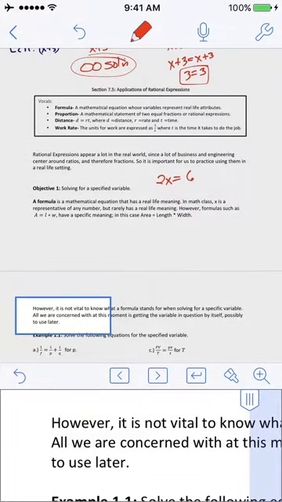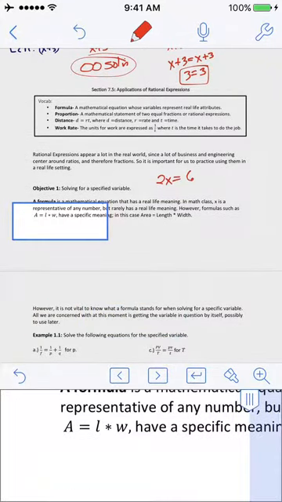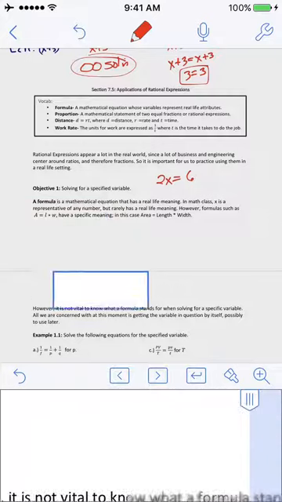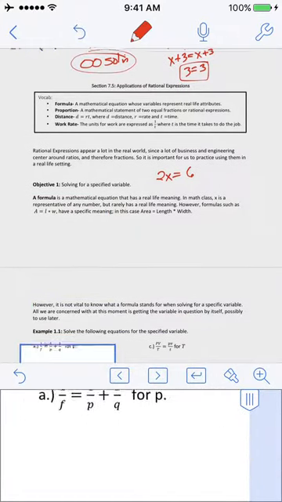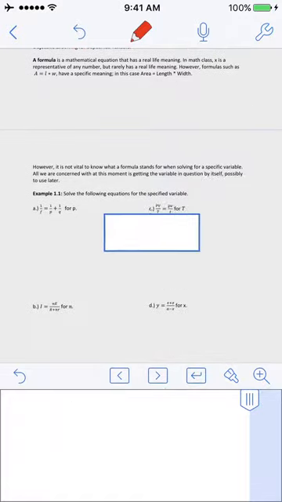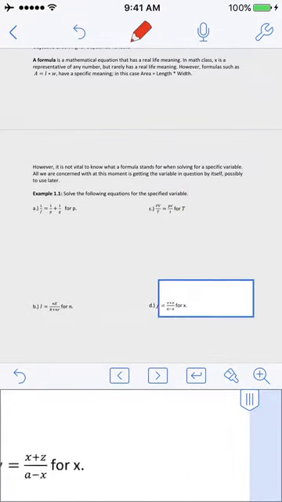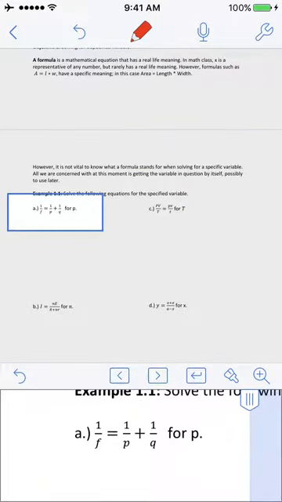Also recall that just because a formula has meaning, which is great, that's their purpose, it's definitely good to know what they mean. It doesn't mean you can't solve it if you don't know what it means, okay? For all of the formulas we will be doing, even if you don't know them, you can still solve them. They follow all the same algebraic properties, okay?